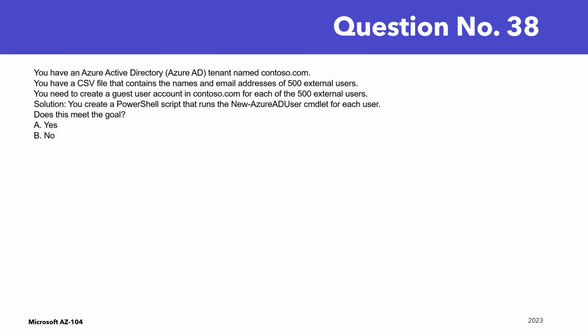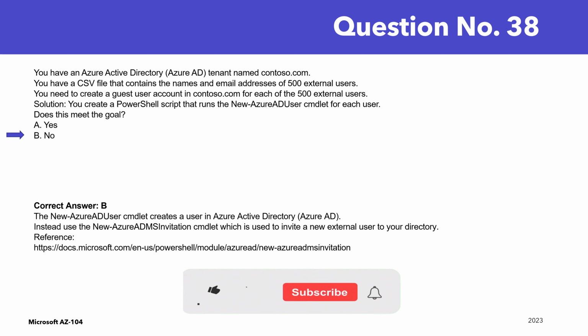You have an Azure Active Directory, Azure AD, tenant named contoso.com. You have a CSV file that contains the names and email addresses of 500 external users. You need to create a guest user account in contoso.com for each of the 500 external users. Solution: you create a PowerShell script that runs the New-AzureADUser cmdlet for each user. Does this meet the goal? A. Yes. B. No. Correct answer: B.